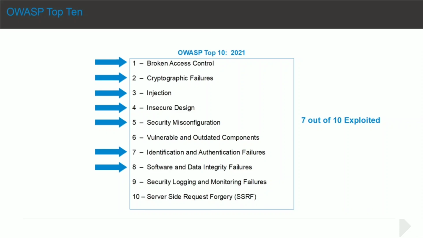Insecure design, that's a very broad and far-reaching vulnerability, but we saw all sorts of different indications of insecure design at play. One of the ones that really jumps out and should come to your mind right away is the example that we saw with the cross-site request forgery.